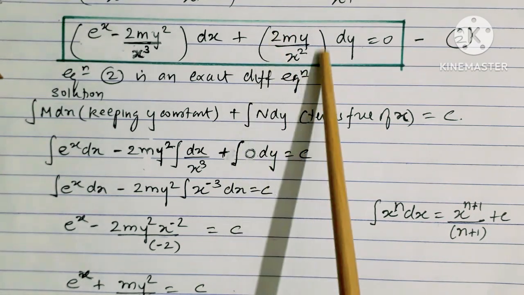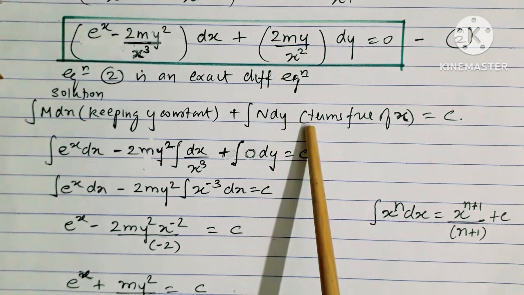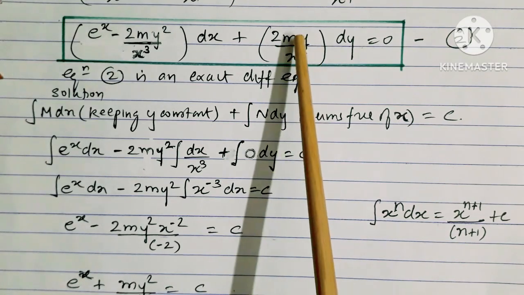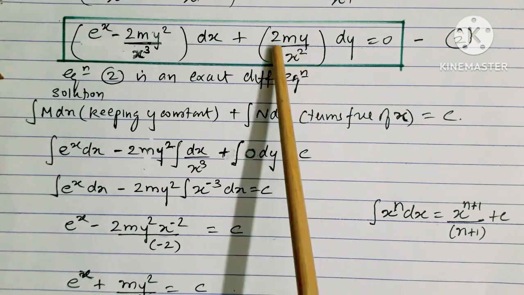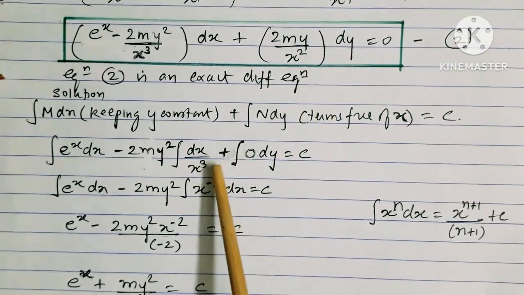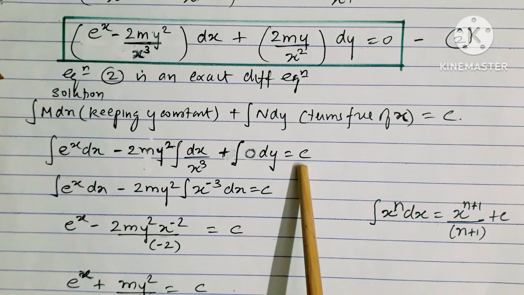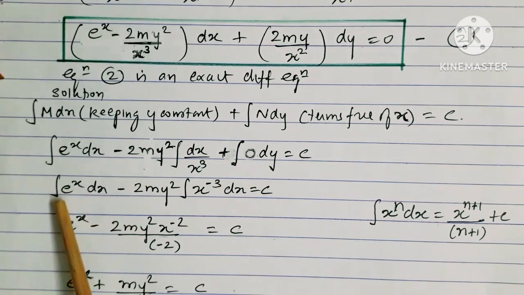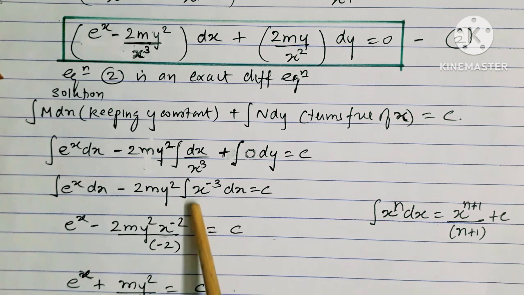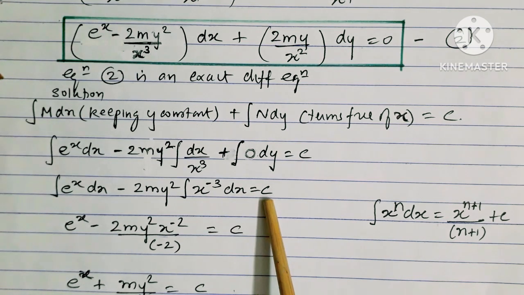Now here N has just one term, 2m y upon x square, and as per the rule we'll have to integrate only those terms in N which are free of x, and if you can see over here there is an x square in the denominator, so we'll have to neglect this term. So we'll have to write it as plus integral 0 dy is equal to some constant c. Now we can write this as integral e raised to x dx minus 2m y square integral of x raised to minus 3 dx is equal to c.